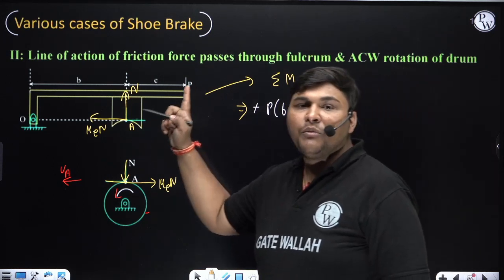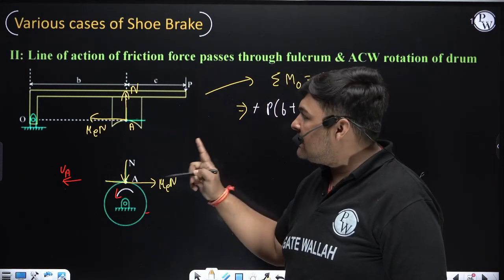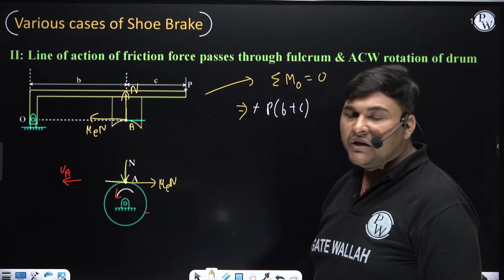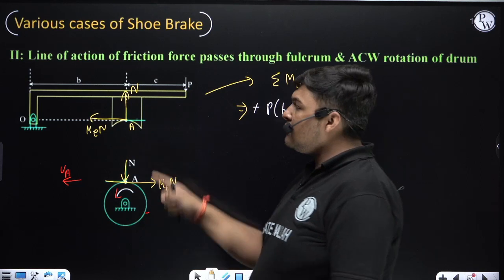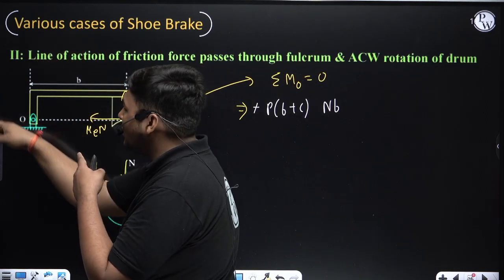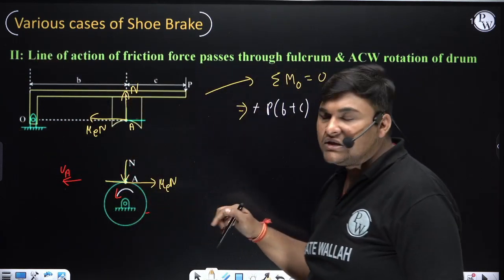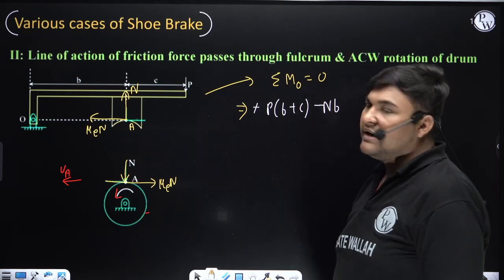Now we'll take the moment of N. Its perpendicular distance from O is B. So moment will be N into B. Now direction of moment due to this force N about O is anti-clockwise. We are considering clockwise as positive and anti-clockwise as negative.